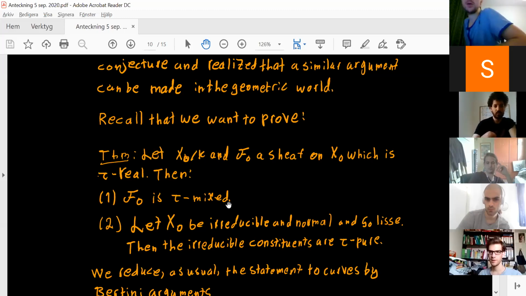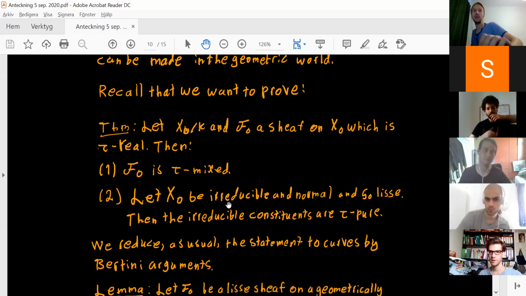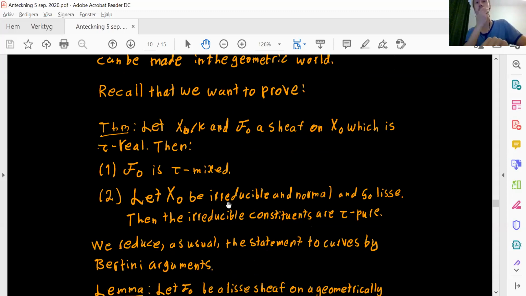Right. Okay. So now that we've at least seen what Langlands' argument is, but maybe did not understand it fully, we will try to see how this was adapted by Deligne. Recall that what we wanted to prove was that if X0 is over k, and F0 is a sheaf on X0, which is tau real, then F0 is tau mixed, and further that if X0 is irreducible normal and F0 is lisse, then the irreducible constituents are tau pure. And as usual, you can reduce the statement to curves by Bertini arguments.